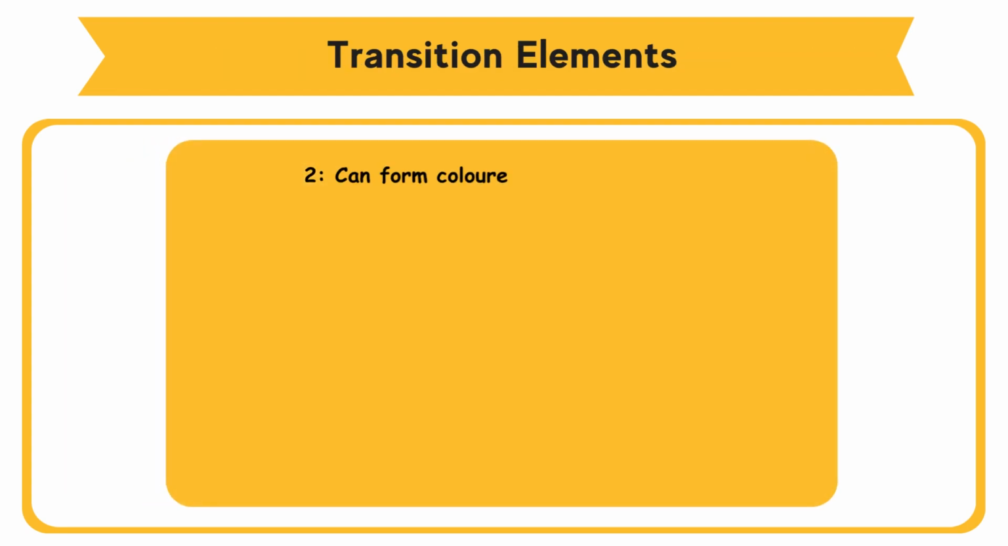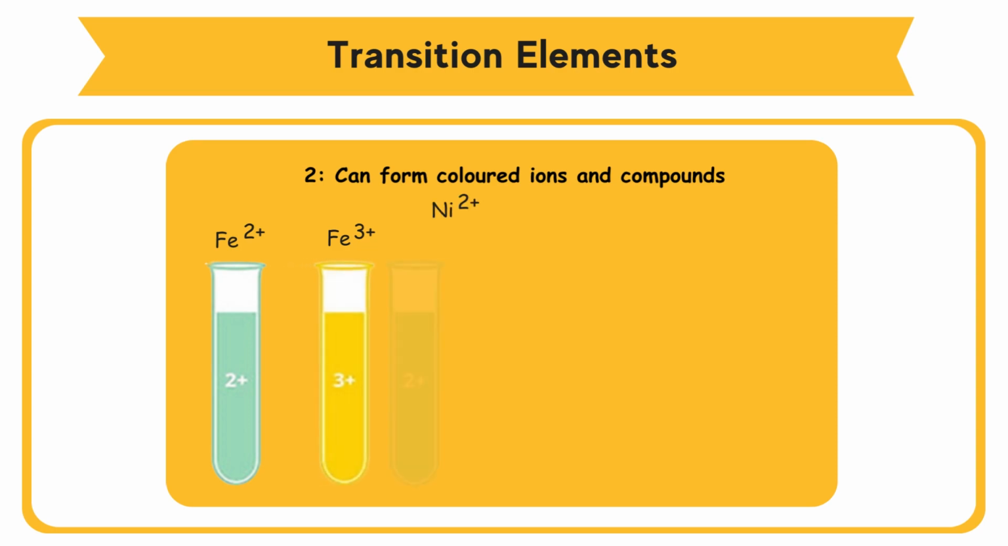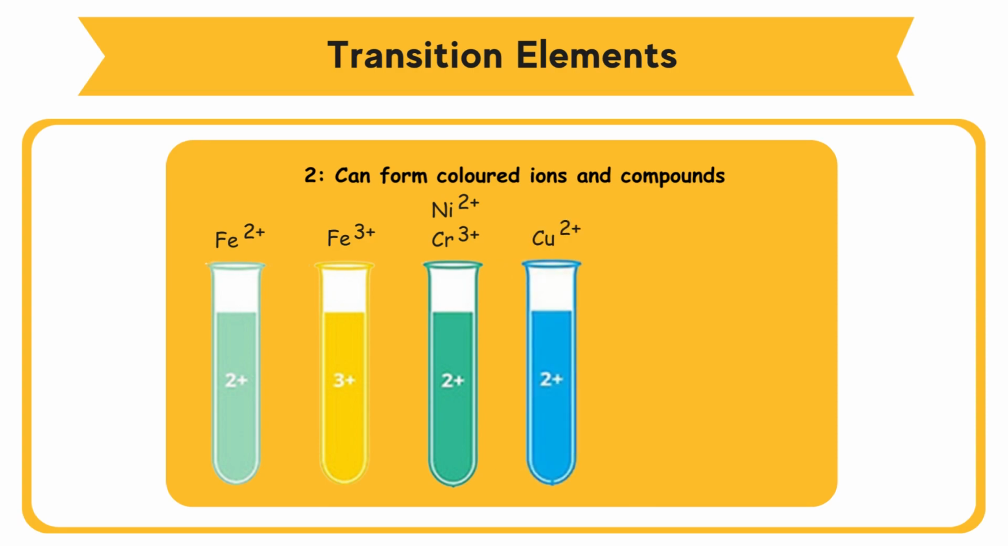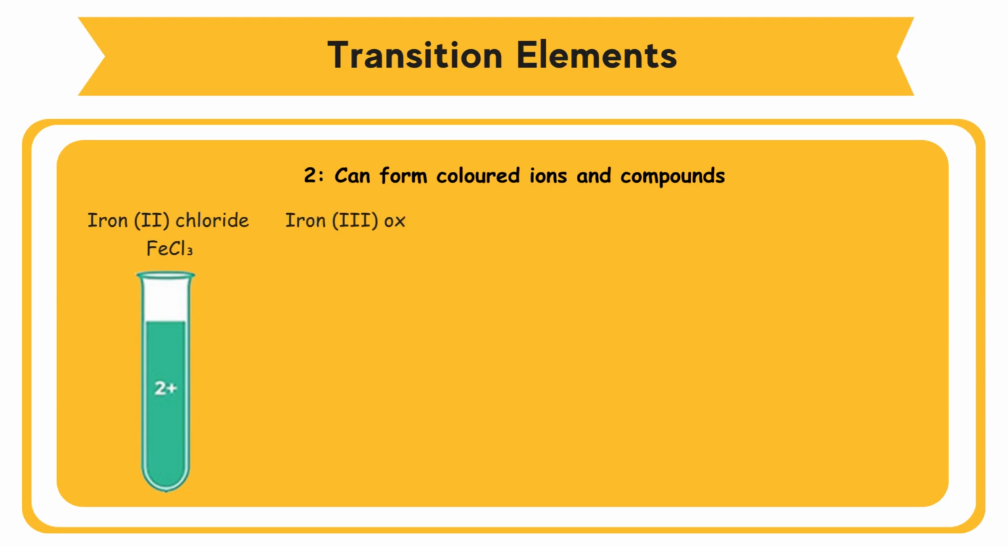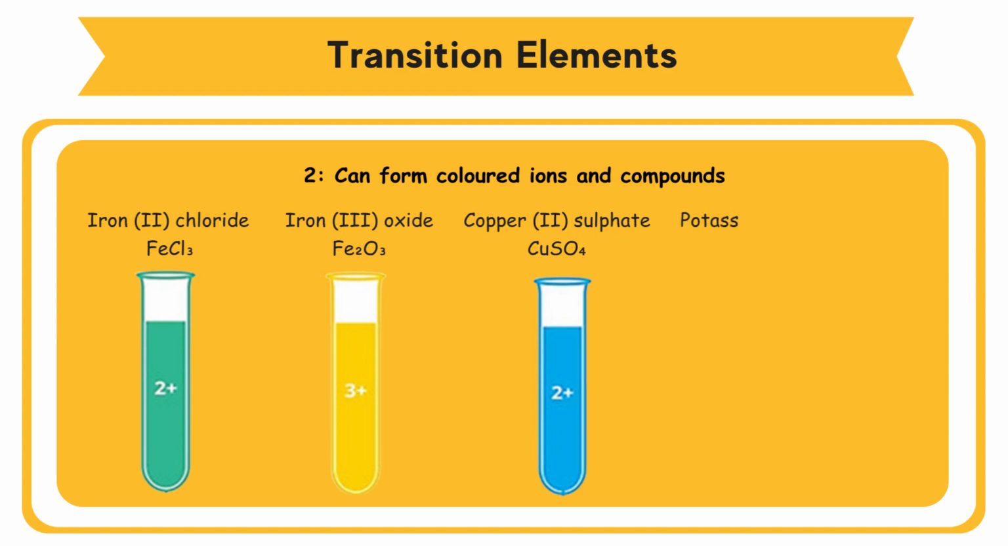2. Can form coloured ions and compounds: Fe2+, light green; Fe3+, brown; Ni2+, green; Cr3+, green; Cu2+, blue; Co2+, pink; Mn2+, pink; MnO4-, purple; iron(II) chloride, FeCl2, green; iron(III) oxide, Fe2O3, brown; copper(II) sulfate, CuSO4, blue; potassium manganate(VII), KMnO4, purple.